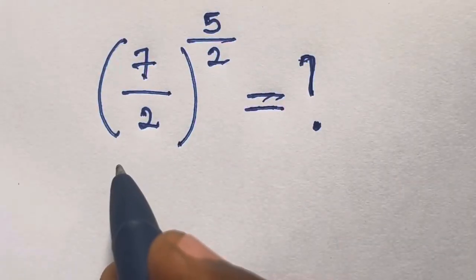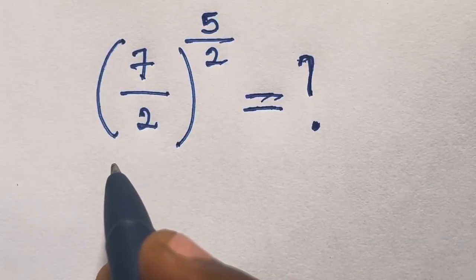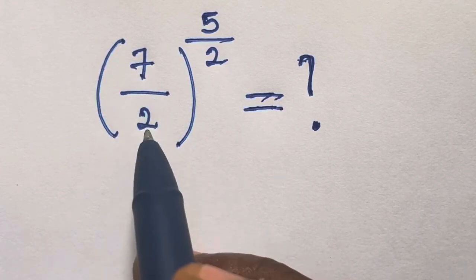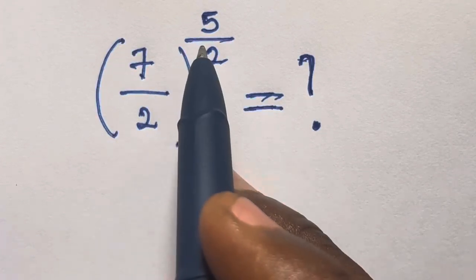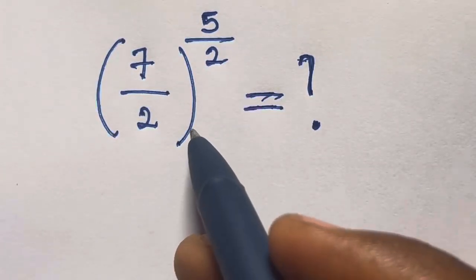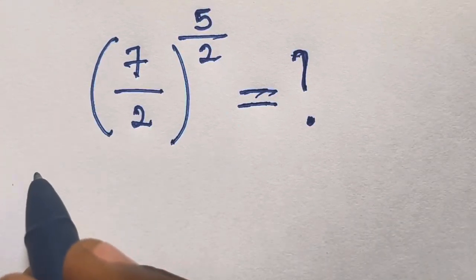Hi, welcome to mathematics. In this video, we want to simplify (7/2)^5 raised to the power 1/2. So guys, let's go. Let's see the solution.